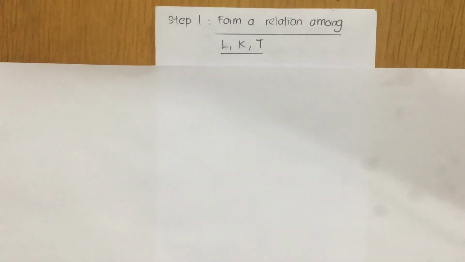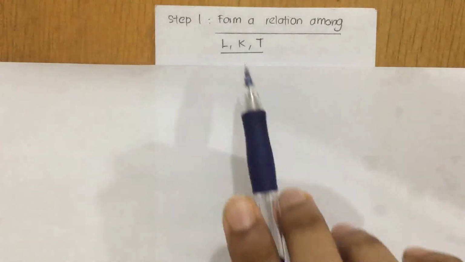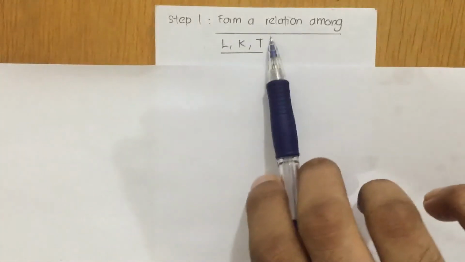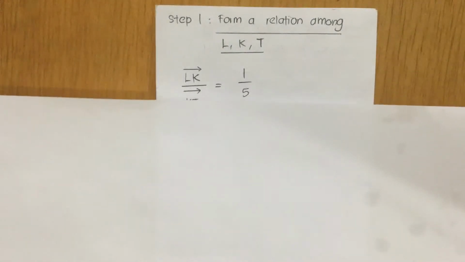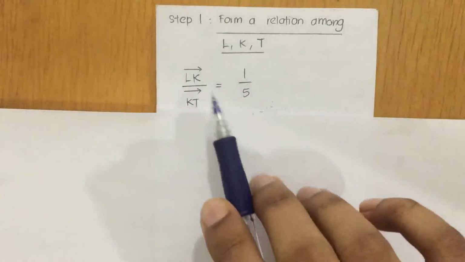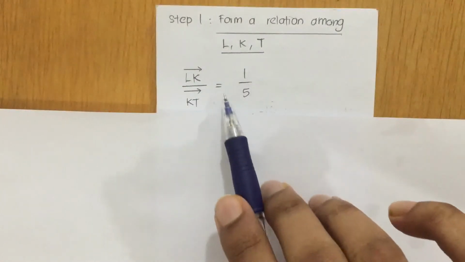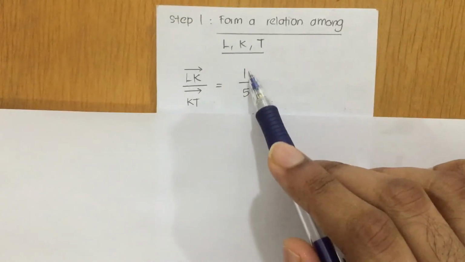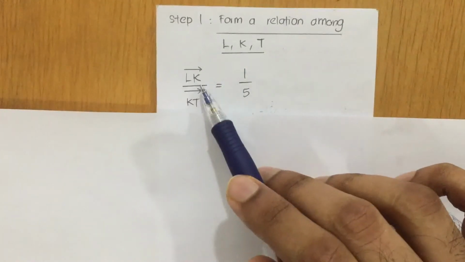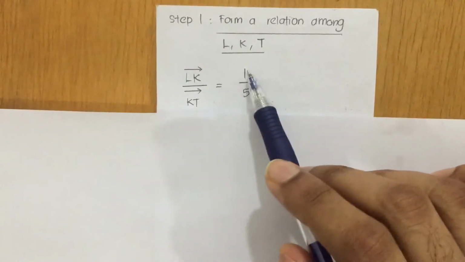Once you have done everything, the first step, focus to form a relation among L, K, and T. Once you have identified the diagrams of the vector, you sketch the diagram and then you label every position vector, then only you can start to form a relation among point L, point K, and point T. Since the question mentions that LK and KT are in the ratio of 1:5, we can break it into fraction form. So vector LK over vector KT is equals to 1/5.